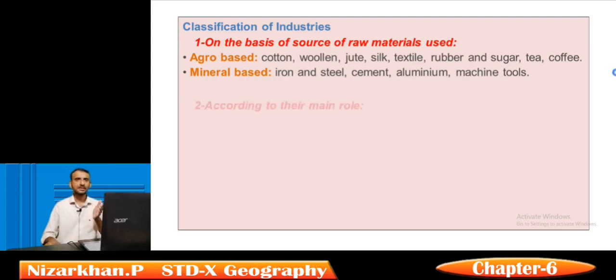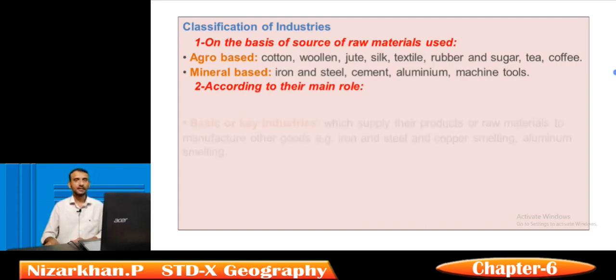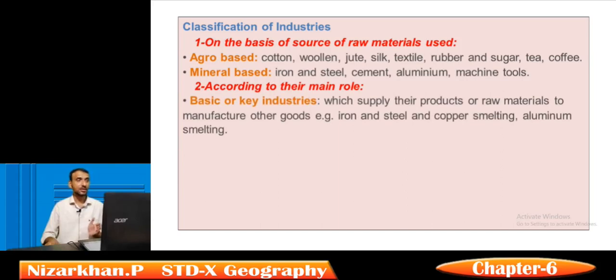So the industries that use raw material such as agricultural products are agro-based industries. The industries that use minerals for their production are called mineral-based industries. Then the second classification, according to their main role, the industries are again classified into basic or key industries.